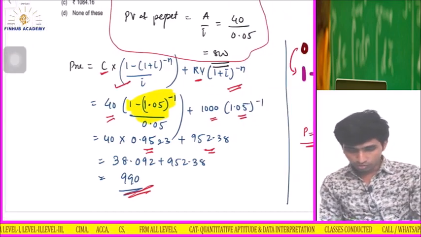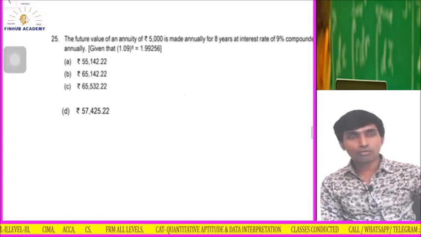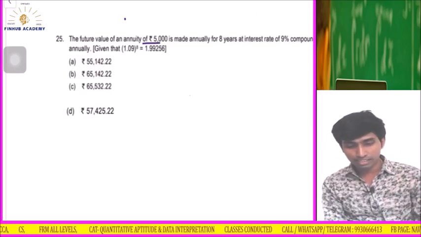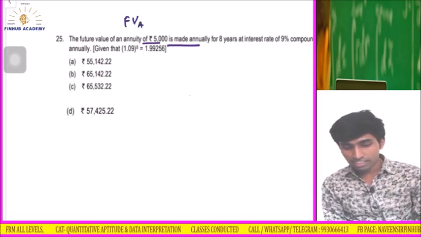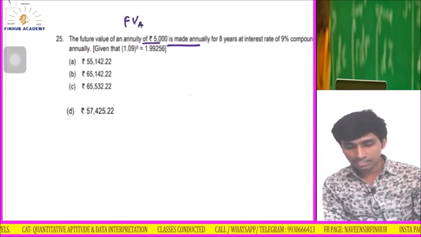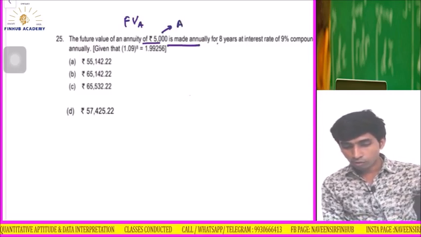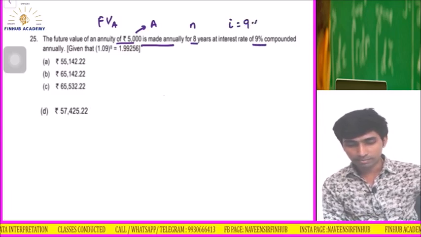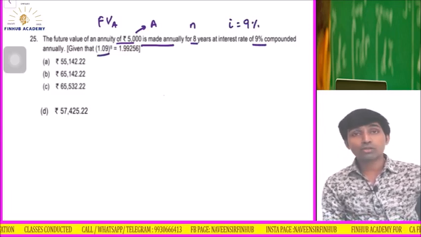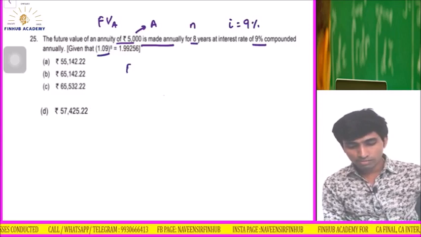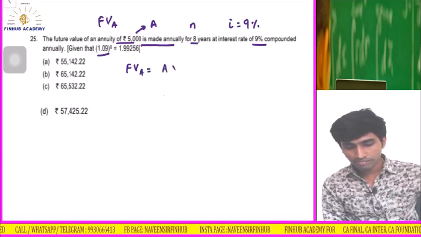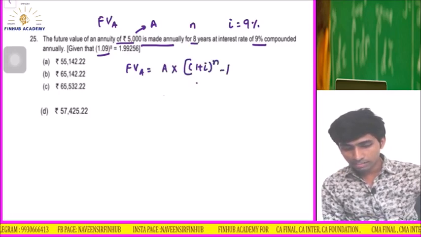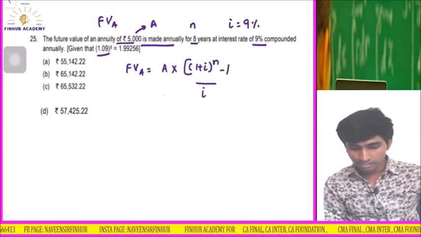The next question is: the future value of an annuity of rupees 5000. So that means FV of A. Future value of an annuity, FVA, they are asking. 5000 is paid annually, so my A is 5000. Cash flow for 8 years, that is N. Interest is 9% compounded annually, so I is 9%. So 1.09 raised to 8 is given. Future value of an annuity equals A into 1 plus i raised to n minus 1 upon i. We know this, correct? This is the formula.